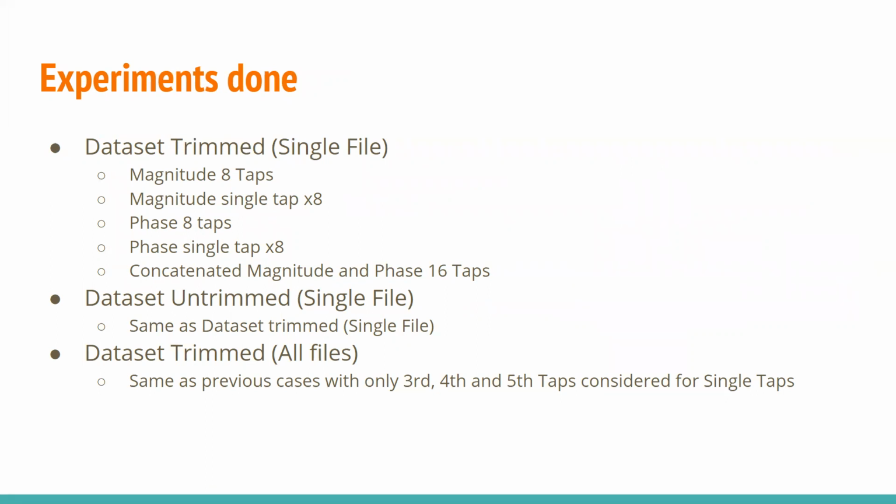The only exception to this is in the 3rd setting. In single phase experiments, we took only tabs 3, 4, and 5 for reasons that will be explained in a few minutes. This begs the question, how are single file and all file experiments different?